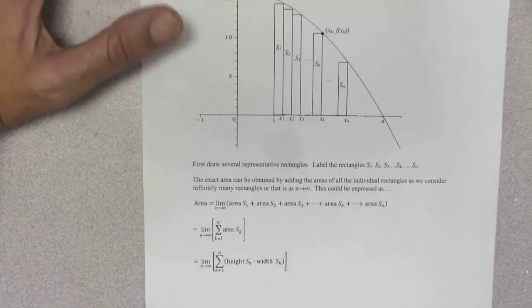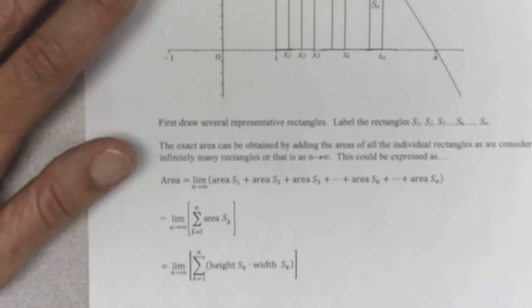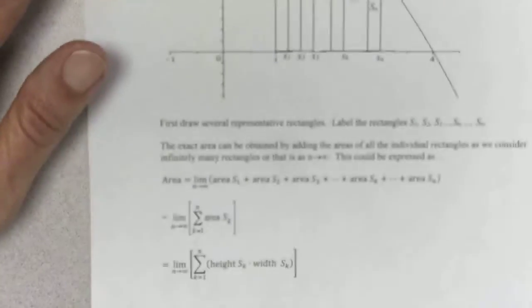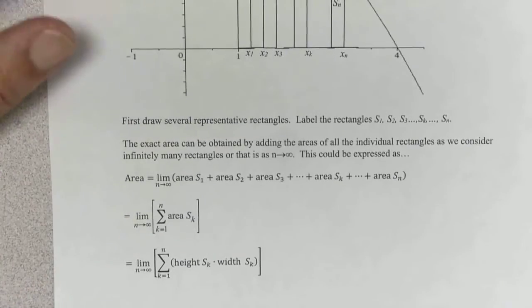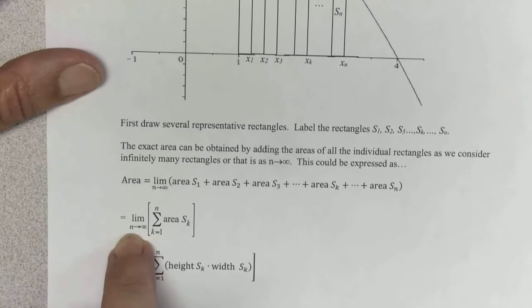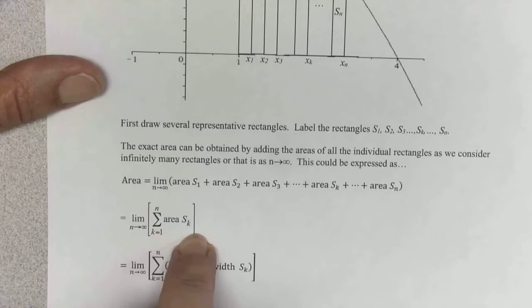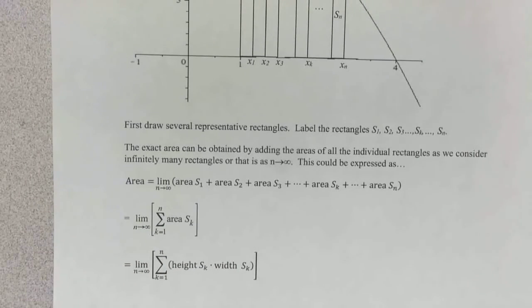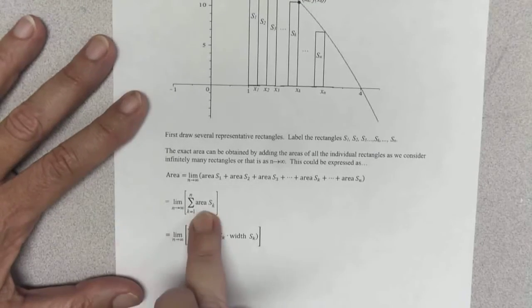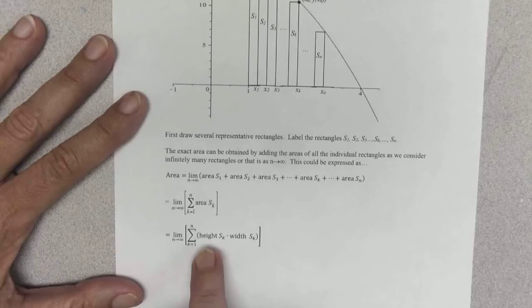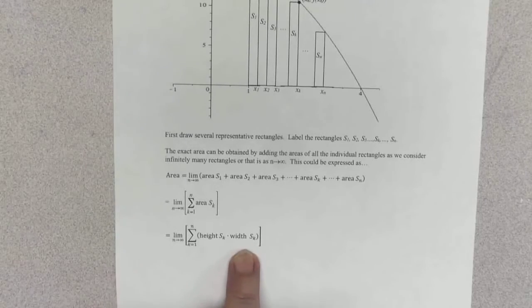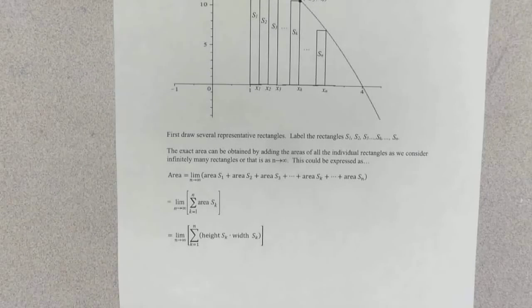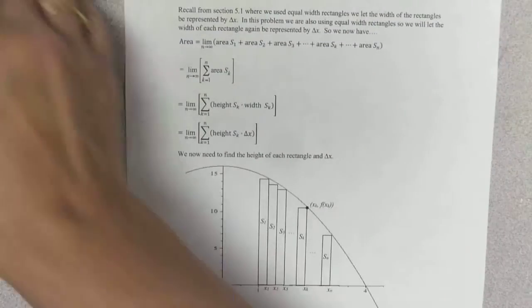I'm going to zoom in a little bit. Yeah, let's make that focus. That's the limit as n goes to infinity of the sum from k equals 1 to n of the area of S sub k. Then we know that the way we find the area of a rectangle is height times width. So going on to the next page.